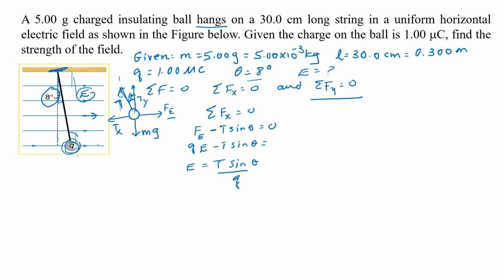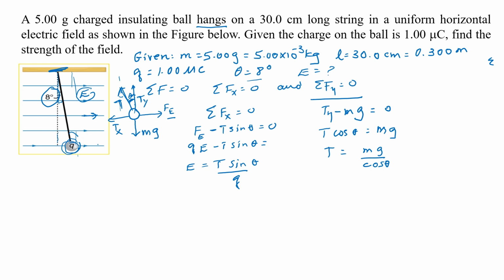And what are the forces in the y direction? The forces in the y direction are Ty and mg downward. That's mg. Should add up to 0. And what is the Ty component? The Ty component is this component here. This is the angle. Therefore, Ty is going to be T cos theta. That must be equal to mg, just adding mg to both sides. Therefore, T is going to be mg divided by cos theta.